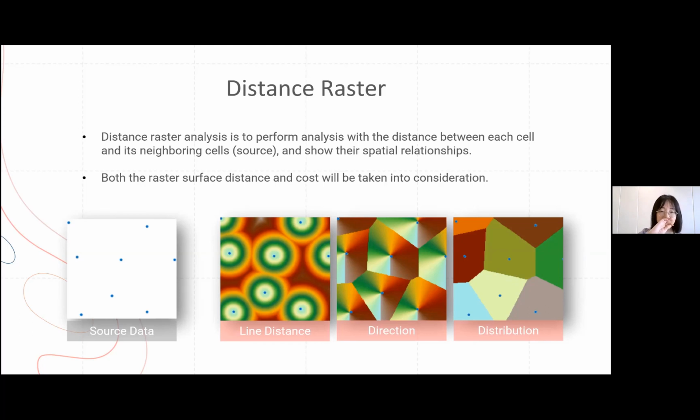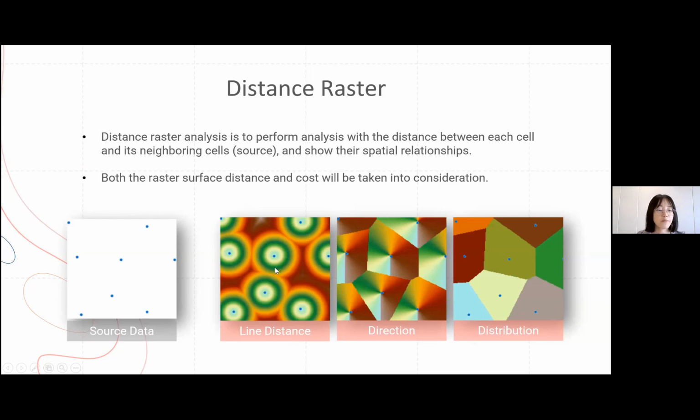And so here for today's case, as we are interested in the distance to rivers, we're going to conduct the distance raster analysis. We can directly get these 3 data sets as a result, and we will only use the line distance result for our further analysis.